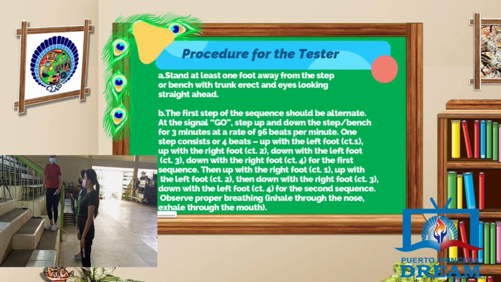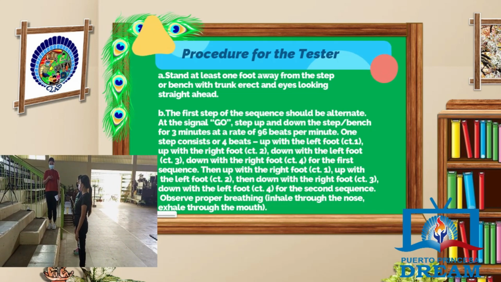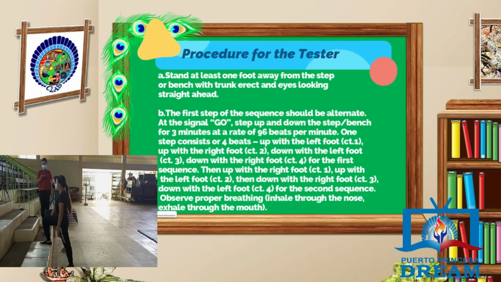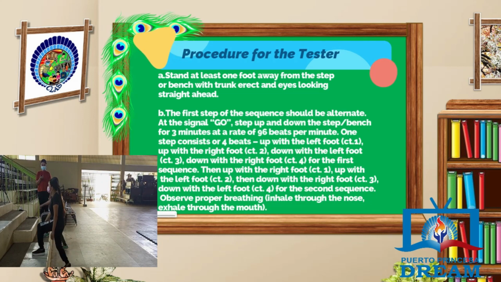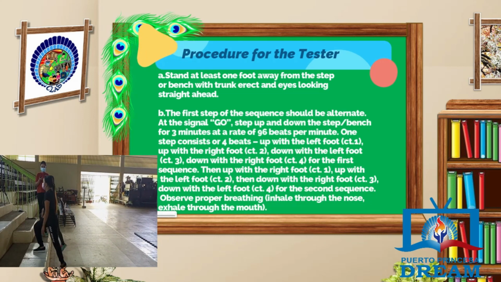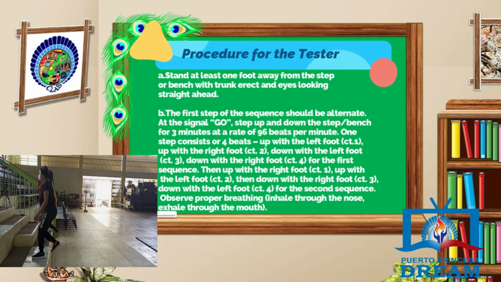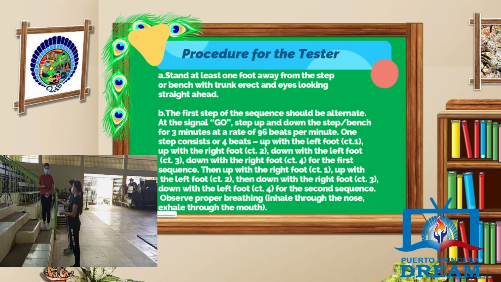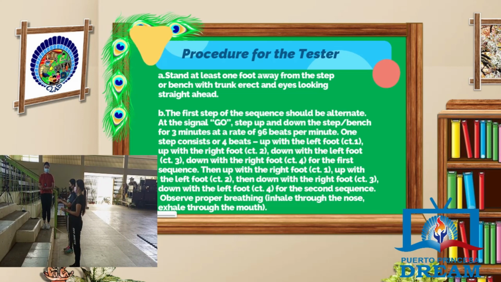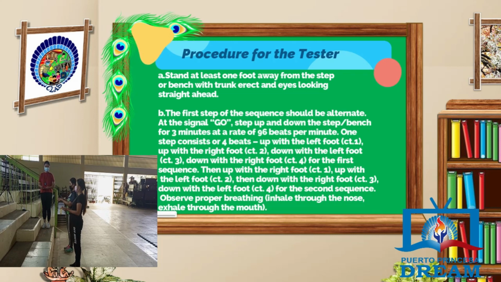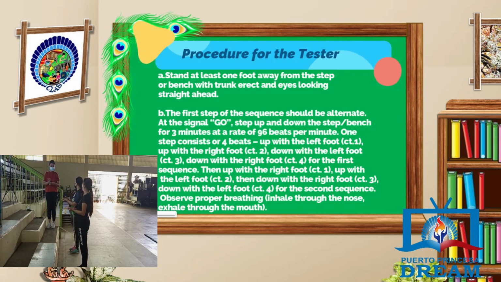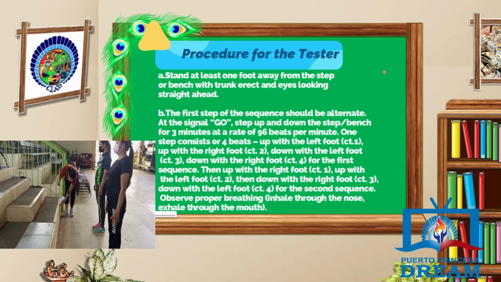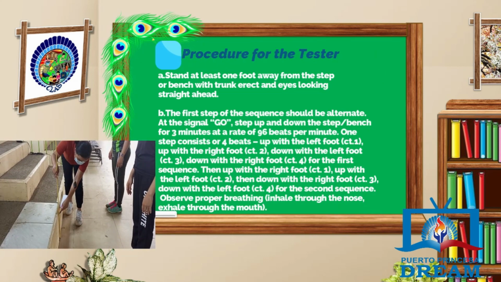B. The first step of the sequence should be alternate. At the signal go, step up and down the step or bench for 3 minutes at a rate of 96 beats per minute. One step consists of 4 beats: up with the left foot, count 1, up with the right foot, count 2, down with the left foot, count 3, down with the right foot, count 4 for the first sequence. Then up with the right foot, count 1, up with the left foot, count 2, then down with the right foot, count 3, down with the left foot, count 4 for the second sequence.